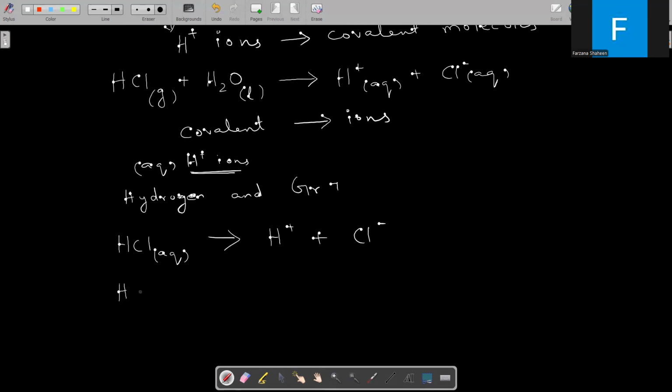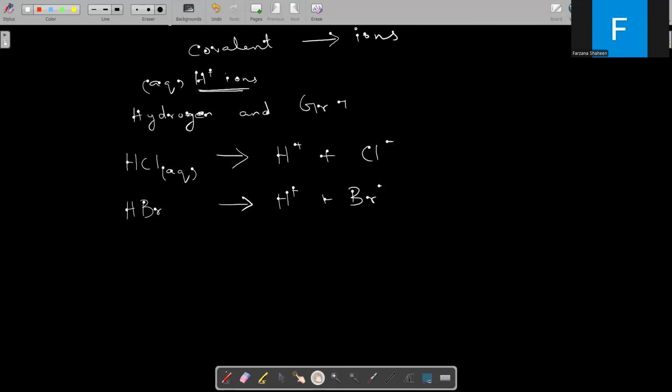If I react hydrogen with bromine, so hydrogen bromide, what will happen? It will get ionized into hydrogen ions and bromide ions. Likewise, let's take another example, hydrogen iodide: hydrogen ions plus iodide ions. So this is ionization, wherever you have hydrogen ions being produced.